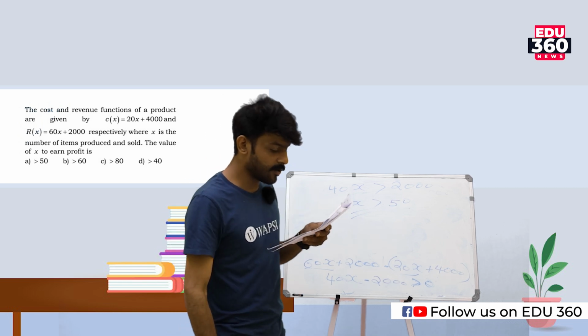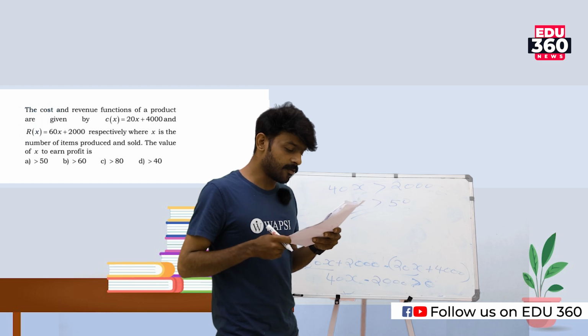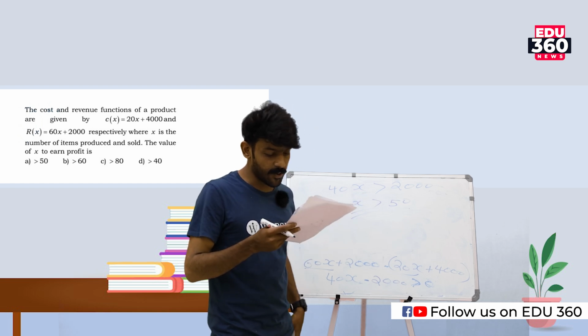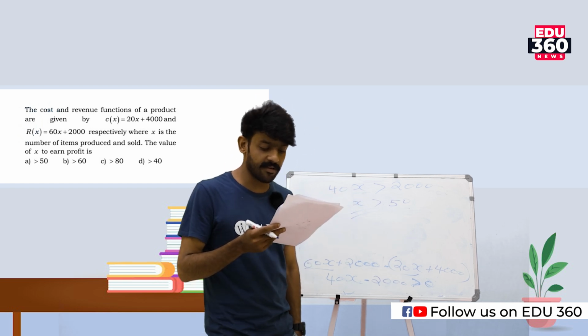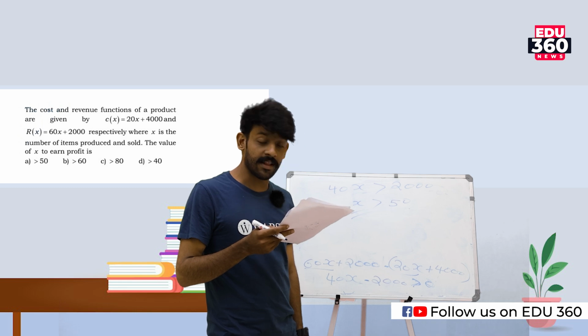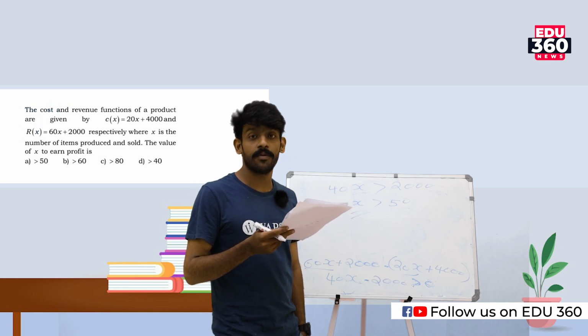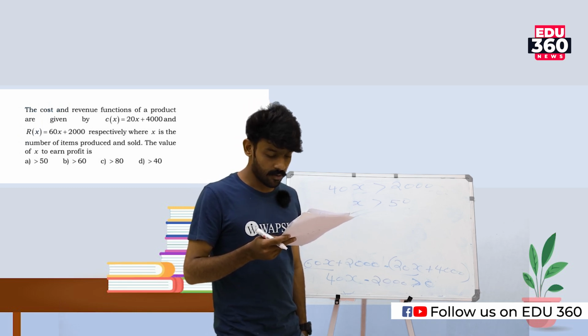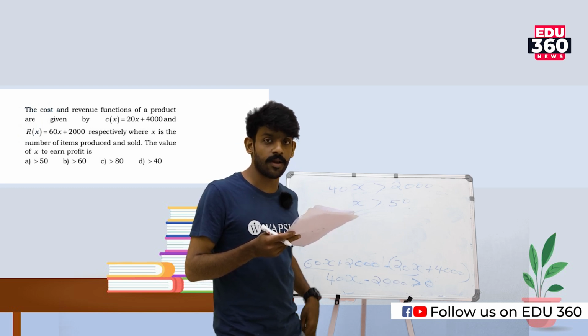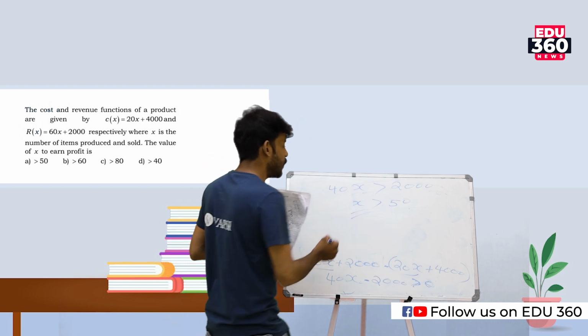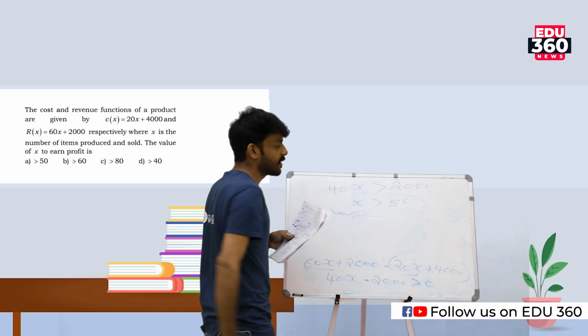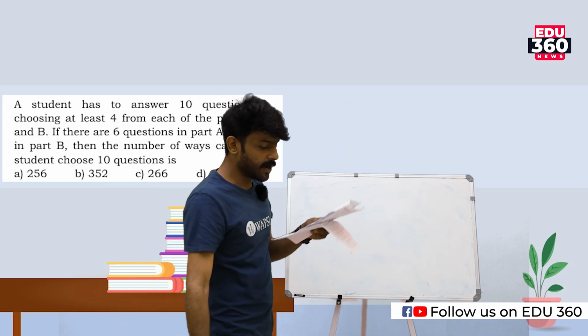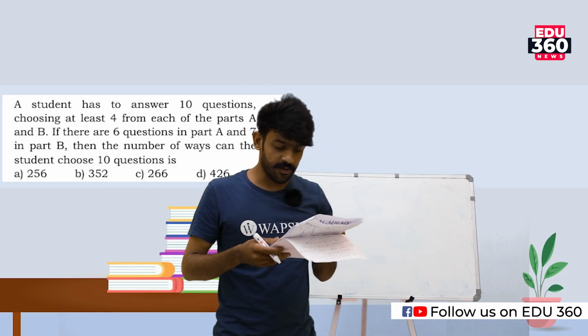So for this question you can see the first option is x greater than 50, the second one is x greater than 60, the third one 80, and the fourth one x greater than 40. So the correct answer is option A, that is x greater than 50. This is the correct answer for this question. So my dears, we can move on to another question.